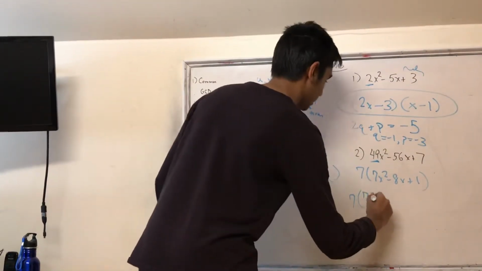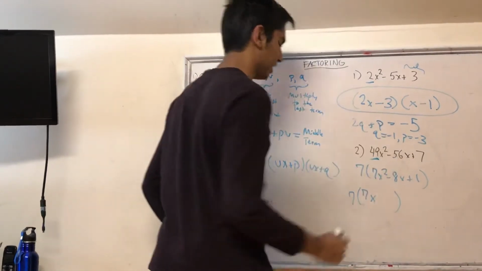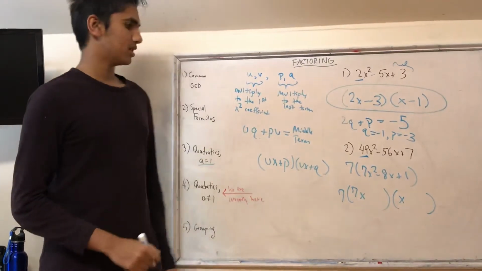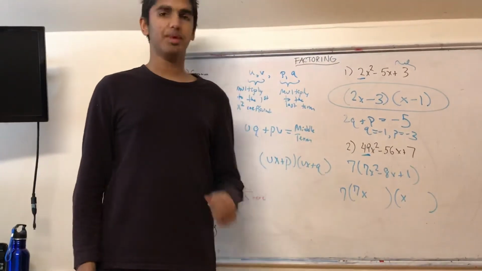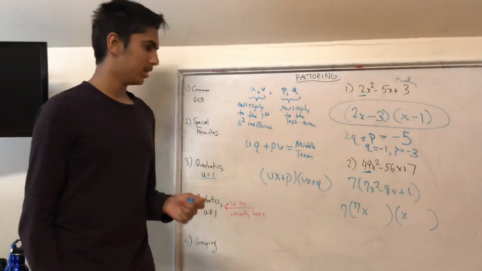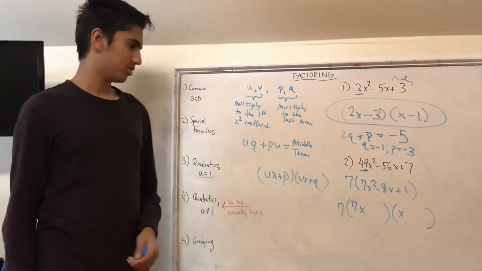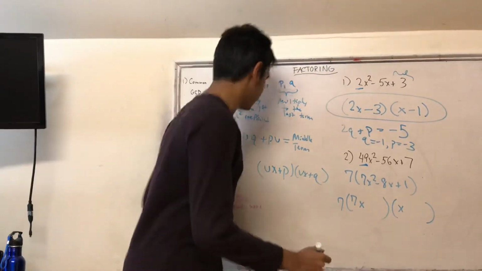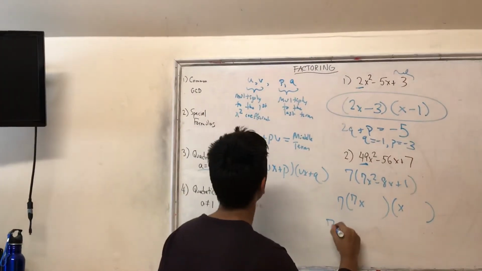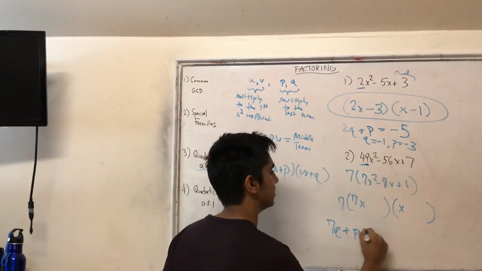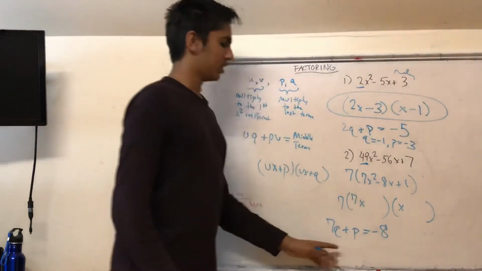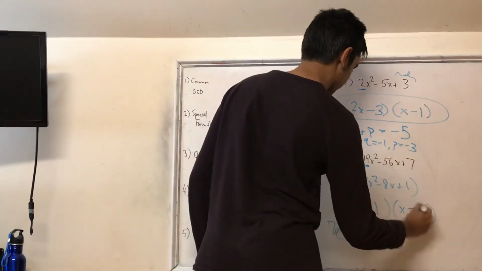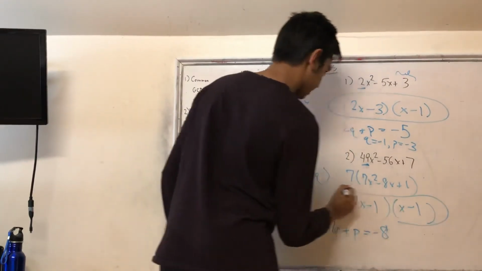Like the previous example, we can assume u is 7 and v is 1. Next, we need two numbers that multiply to 1. That can either be 1, 1 or negative 1, negative 1. To figure out which one it is, we use uq plus pv, that's 7q plus p, which must equal negative 8. If you put in negative 1 for both, it works. So it becomes 7x minus 1 times x minus 1, and this becomes our factorization.